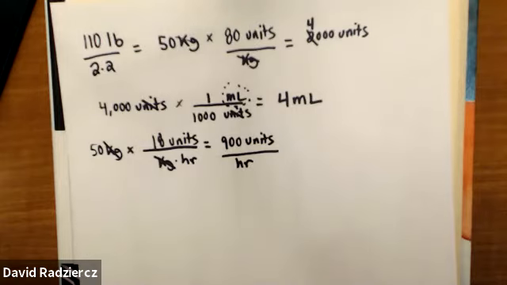Now, where did we see units per hour previously? Well, we had to do the conversion in question 22, I believe it was, or 22 and 23, where we converted units per hour to milliliters per hour. So that's exactly what we're going to do. We're going to convert units per hour to milliliters per hour.